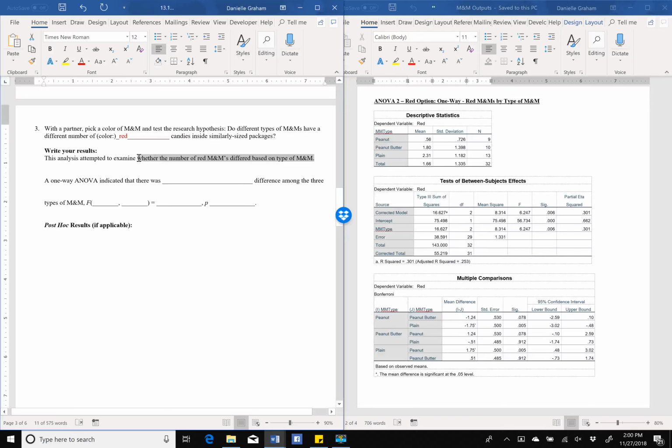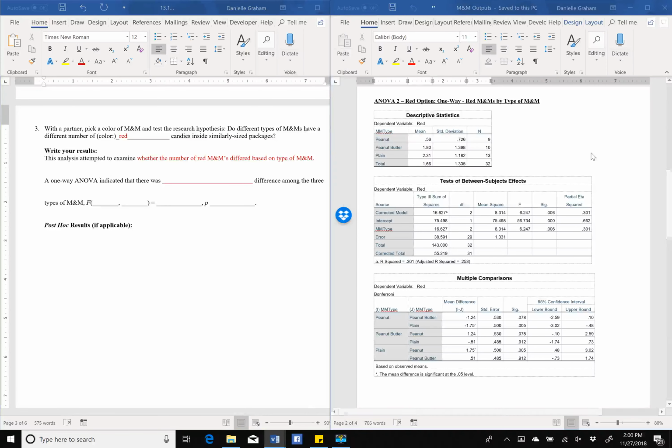Let me change my font so you can see what I'm doing. Okay. So a one-way ANOVA indicated that there was something different among the three types of M&M. This something that goes here is going to be our significant statement, either a significant difference or no significant difference. We're going to skip that for now until we fill out the rest of this. Now these pieces inside the parentheses, just like with t-tests, refer to degrees of freedom. We have lots of degrees of freedom on our output, so we need to figure out which ones we're specifically talking about.